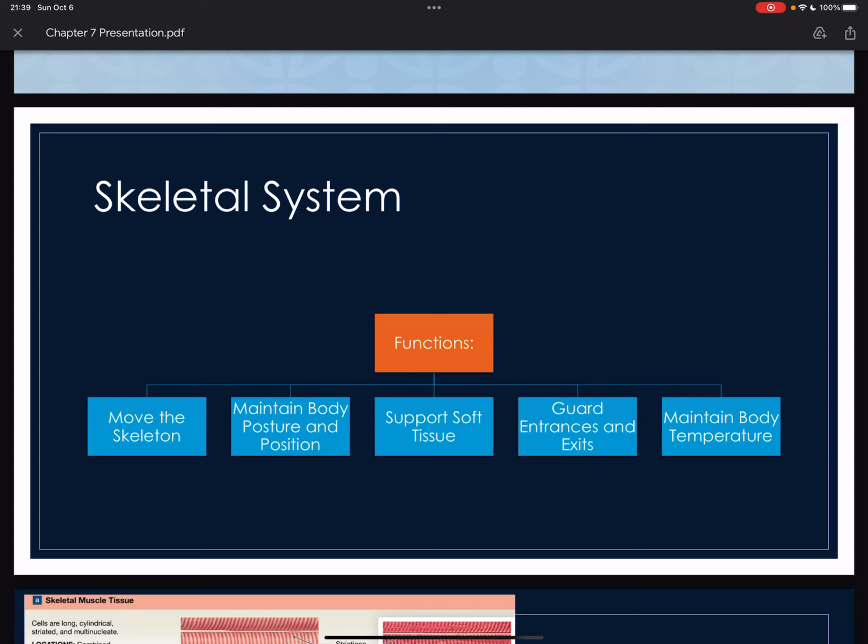And second to last, we talk about guarding the entrances and exits of our bodies. Skeletal muscles encircle openings of the digestive and urinary tracts, and these muscles give us voluntary control over swallowing, defecating, and urinating.